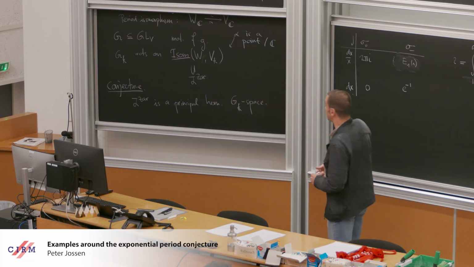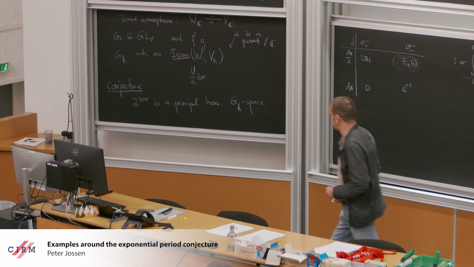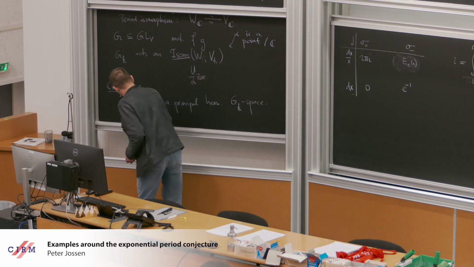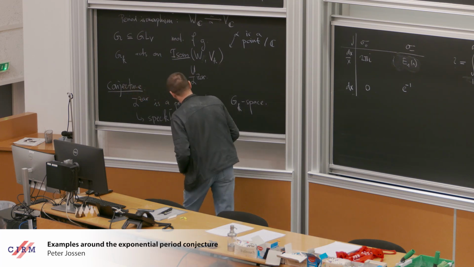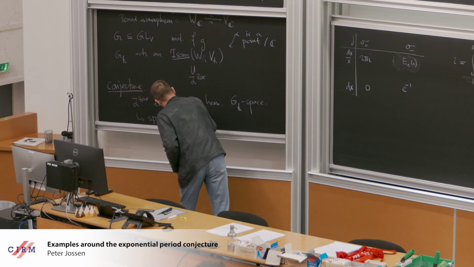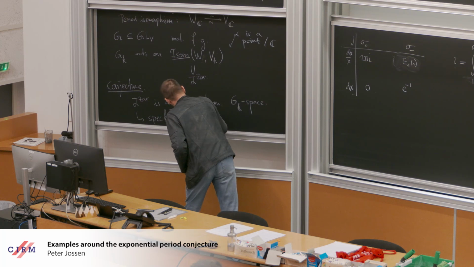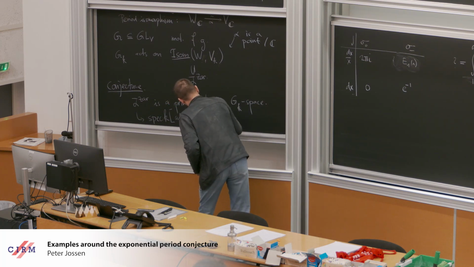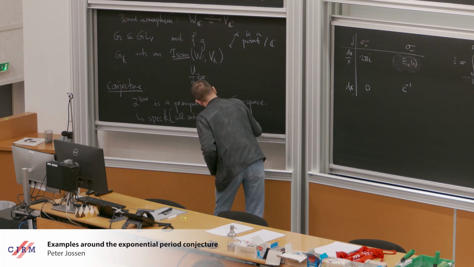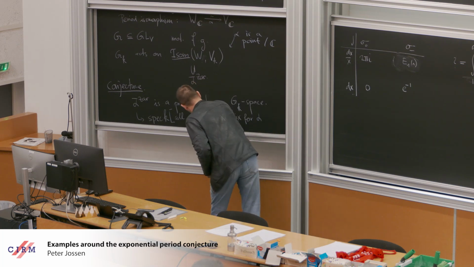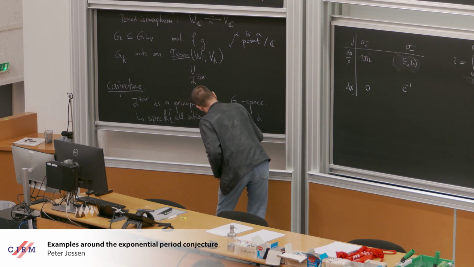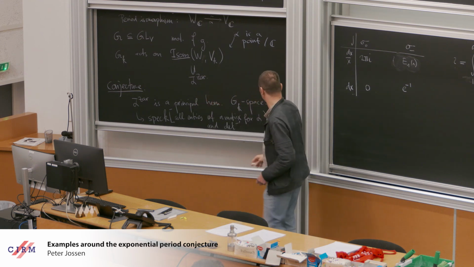This Zariski closure, we can describe it. Actually, it is the spectrum of K adjoin all entries of a matrix for alpha and the inverse of the determinant.